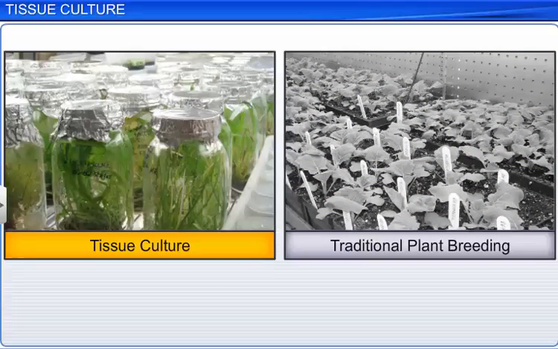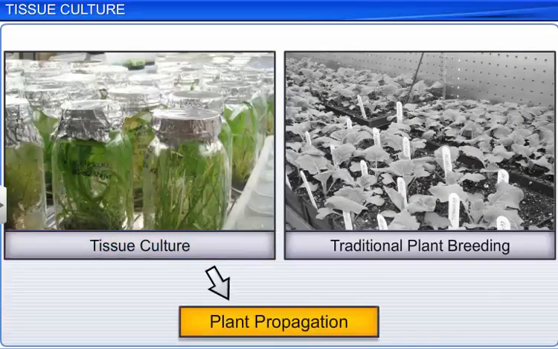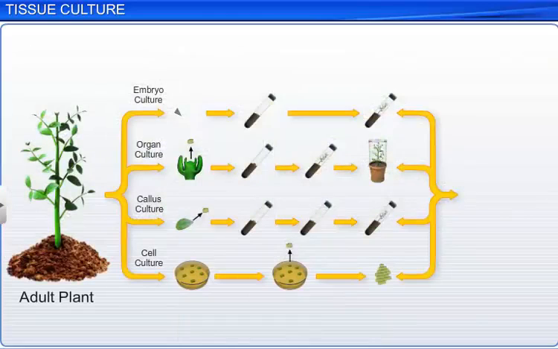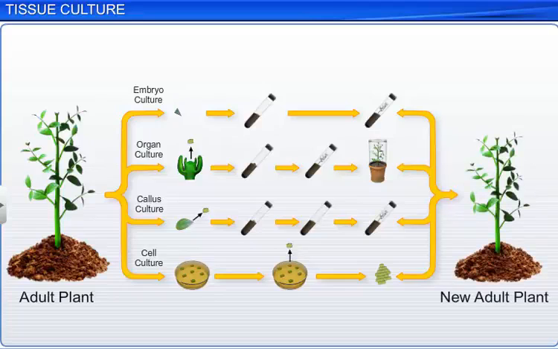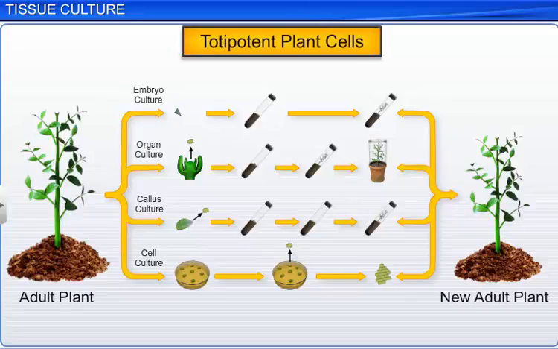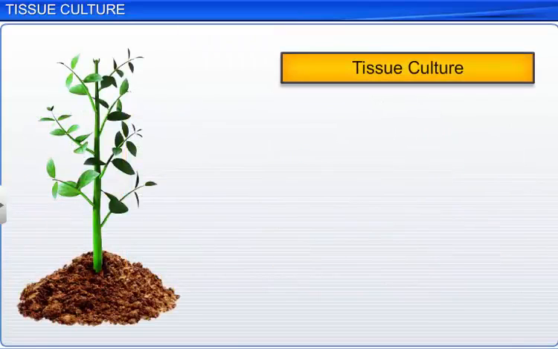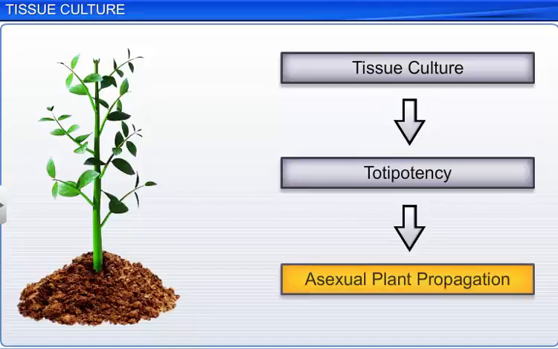Tissue culture is a method used for plant propagation in addition to other traditional plant breeding techniques. It was during the 1950s that scientists found that any part of a plant grown in nutrient media under sterile conditions can give rise to a whole new plant. This property of plant cells to give rise to a whole new plant is called totipotency. Tissue culture uses this property of plant cells for asexual plant propagation in an aseptic environment.